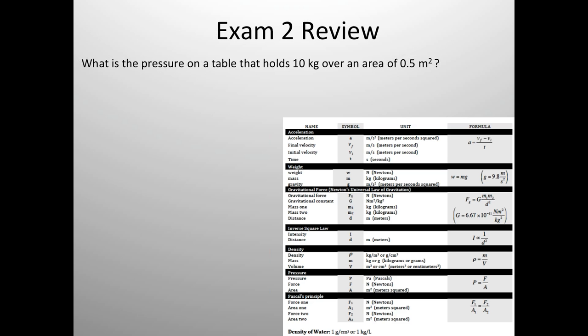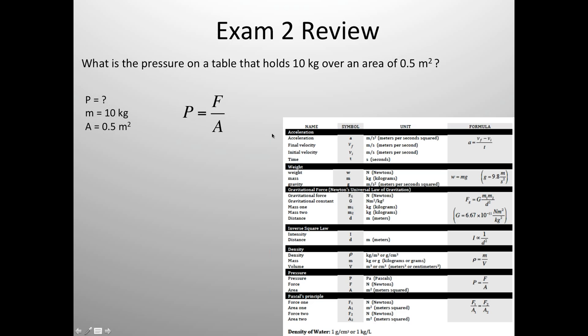All right, second question. What is the pressure on a table that holds 10 kilograms over an area of 0.5 meters squared? So first thing I want to do is identify what I'm given in the problem and what I'm solving for. So if I write down my list of variables, you can see that pressure is my question mark. That's what I'm solving for. The mass is 10 kilograms, and the area is 0.5 meters squared.